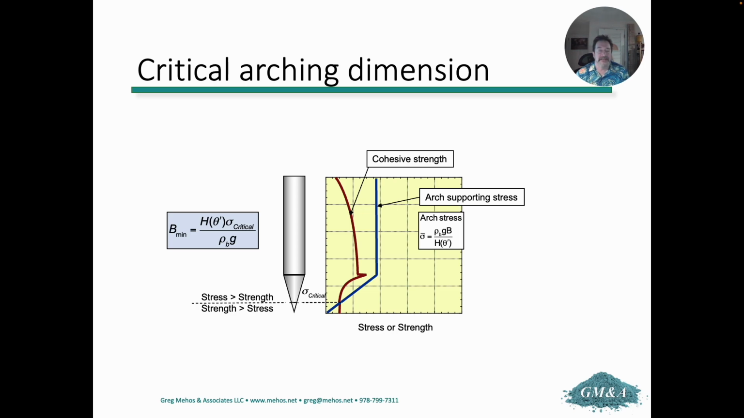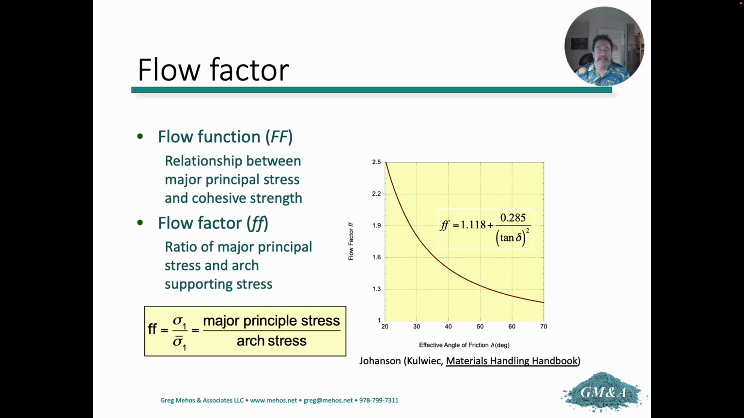It seems like it'd be much easier to get that arch to fail, even if it has a small diameter. So sure enough, the bulk density term is in the denominator. So Janicki made it even easier. The flow function, again, is the relationship between the major principal stress and the cohesive strength. And the flow factor was defined as the ratio of this major principal stress to the arch supporting stress.